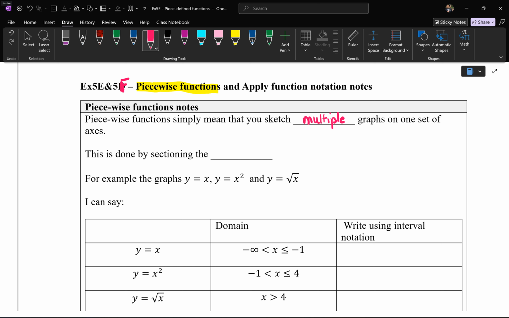How do you sketch multiple graphs on one set of axes? Well, it will look really crazy if you draw multiple graphs on one. So this is done by sectioning the domain, your x-axis values. For this section of the x-axis, I'm going to sketch one graph. For the other section, I'm going to sketch another graph. And for the remainder, I'll sketch another graph. Then you put it all together, it's called piecewise, because you get pieces of the function.